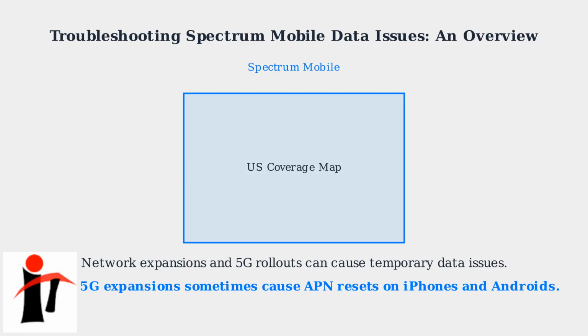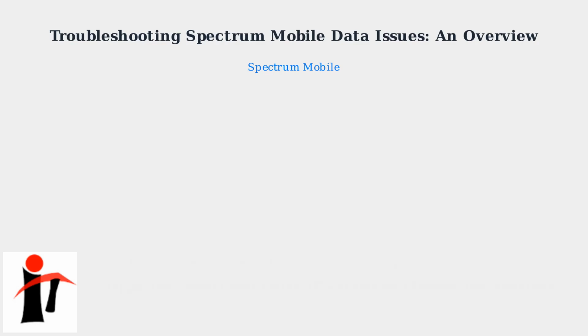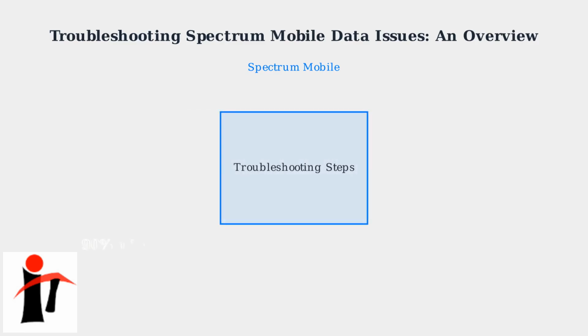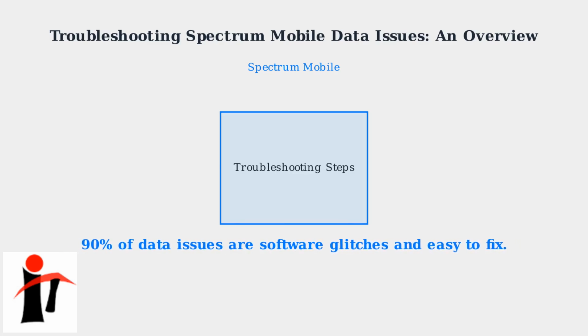Data issues are commonly caused by recent 5G expansions, which sometimes cause issues with APN resets on some iPhones and Android devices. It is important to understand that 90% of these issues are due to software glitches, so the troubleshooting steps are easy to implement. This overview shows how to identify and resolve Spectrum Mobile data connectivity problems on both platforms.